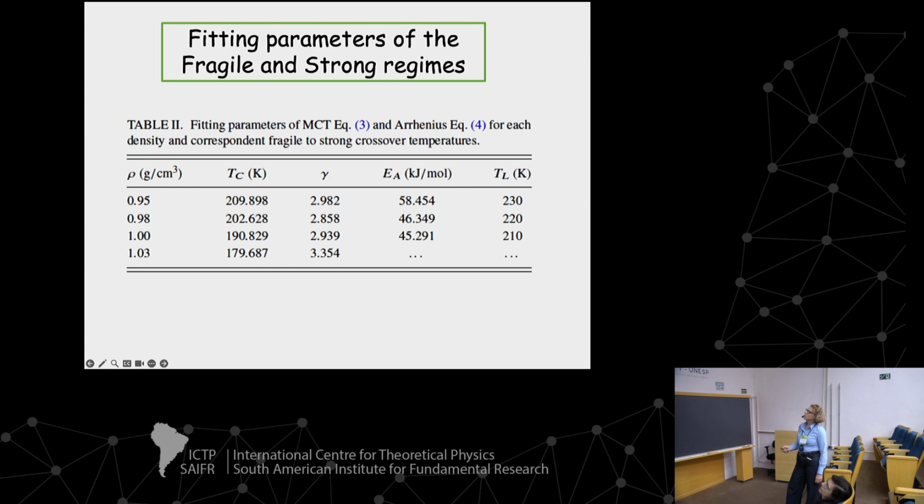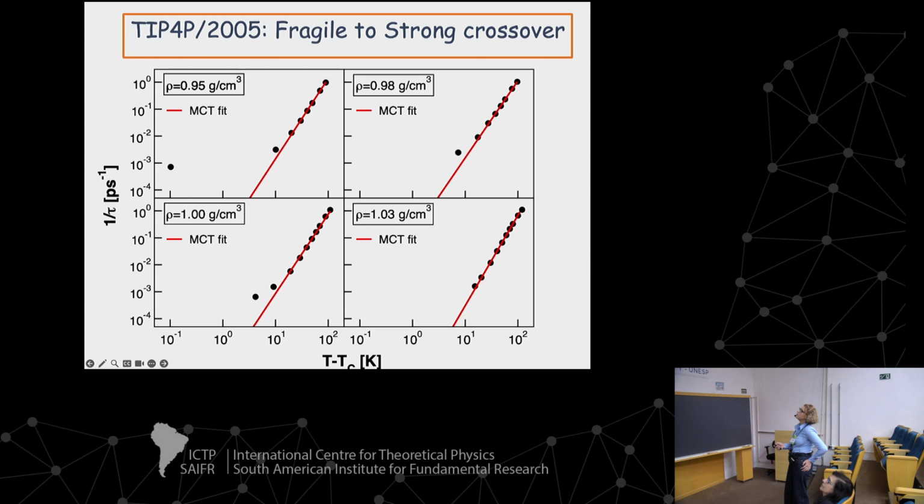So this is the mode coupling crossover temperature, and this is the fragile to strong transition temperature, which, as I told you, happens a bit before the mode coupling crossover. The mode coupling crossover temperature is the temperature at which the cages are frozen. You have this before because hopping starts before the cages are frozen.